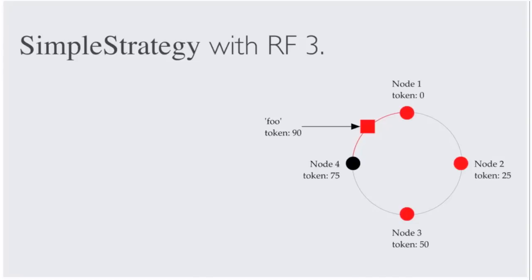And again, there's no difference here in terms of one being a master, one being a slave, one somehow being more important than the other. All these replicas are the same, and it's simply by convention that we've gone clockwise around the ring, or the token ranges start on the left of a node.